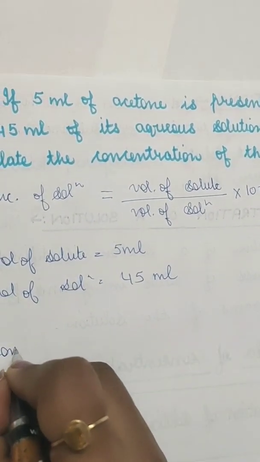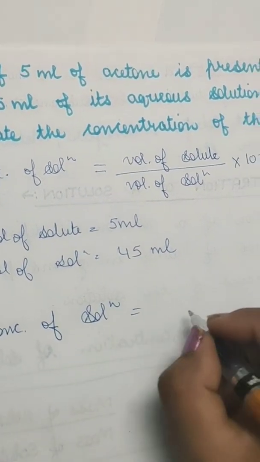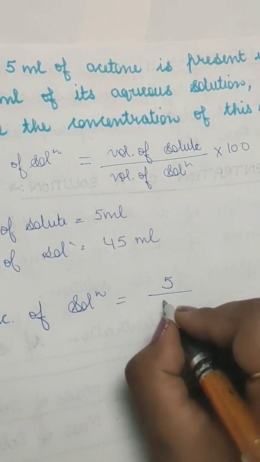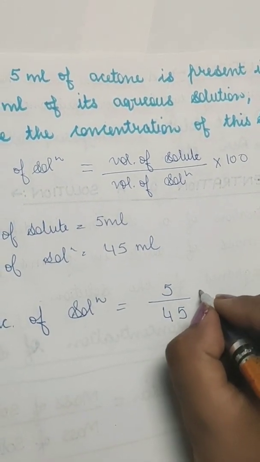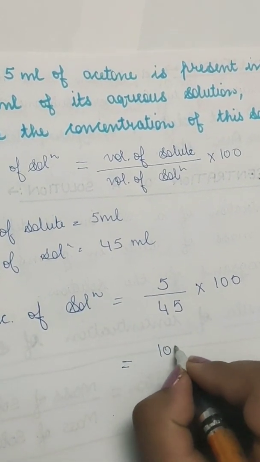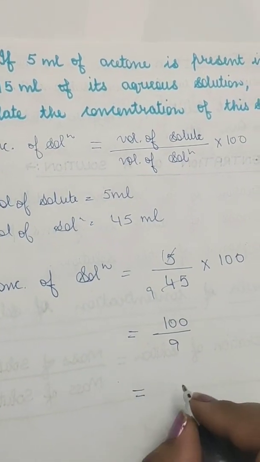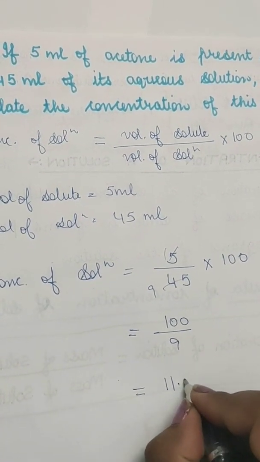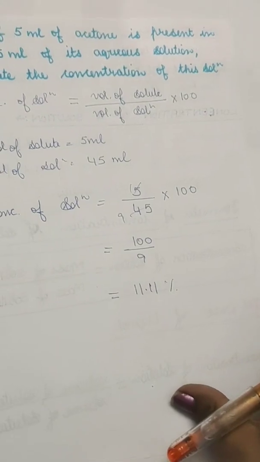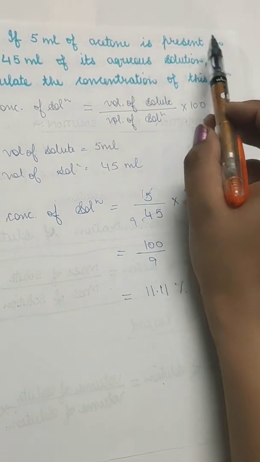So the concentration of solution is: volume of solute is 5 ml and the other one is 45, into 100. It will be 100 upon 9, as it will be cut like this. So the answer will be 11.11%.